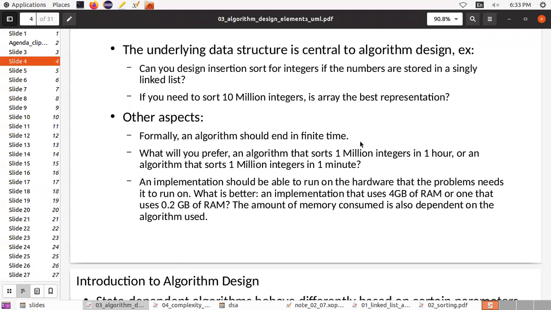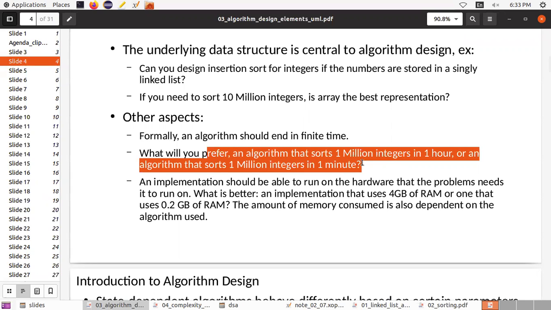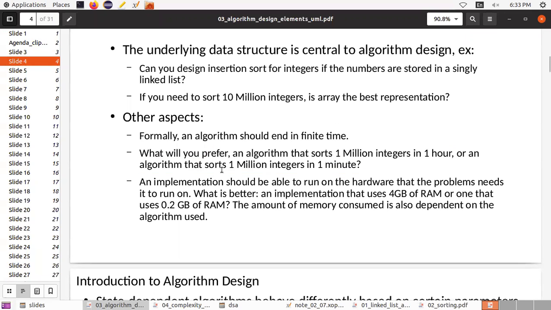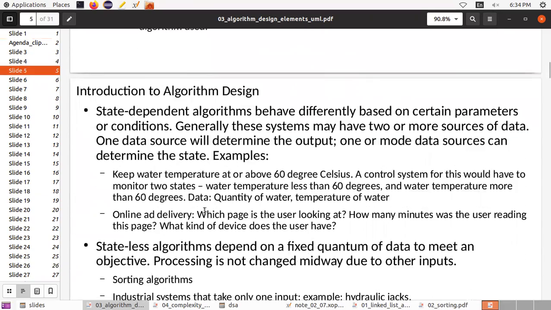Okay. So what would you prefer? Will you prefer an algorithm that sorts 1 million integers in 1 hour or an algorithm that sorts 1 million integers in 1 minute? Obviously, we will prefer this. An implementation should be able to run on the hardware that the problem needs it to run on. So an implementation that is using 4 GB of RAM, is that better or something that uses 0.2 GB of RAM? Obviously, something that uses 0.2 GB of RAM is better, right? And the amount of memory that is used also depends on the algorithms that are designed.